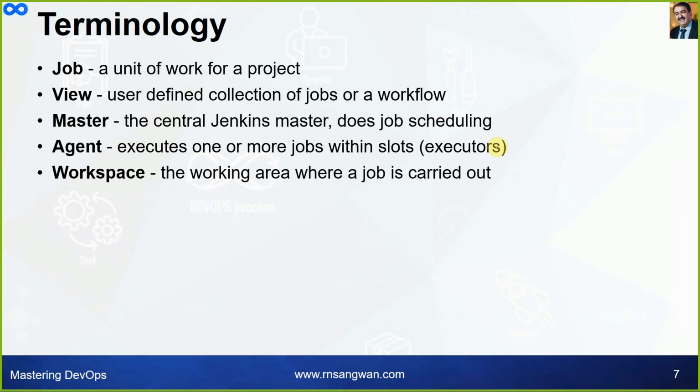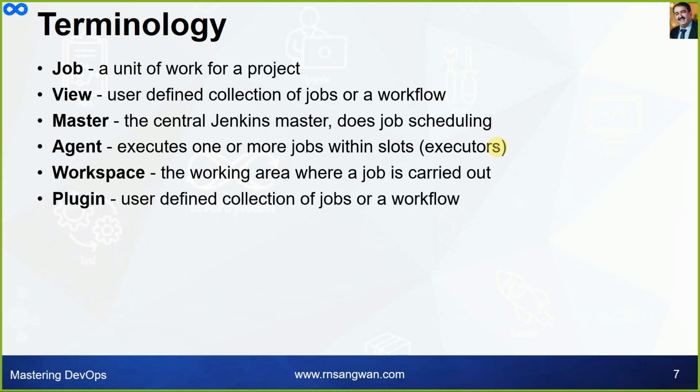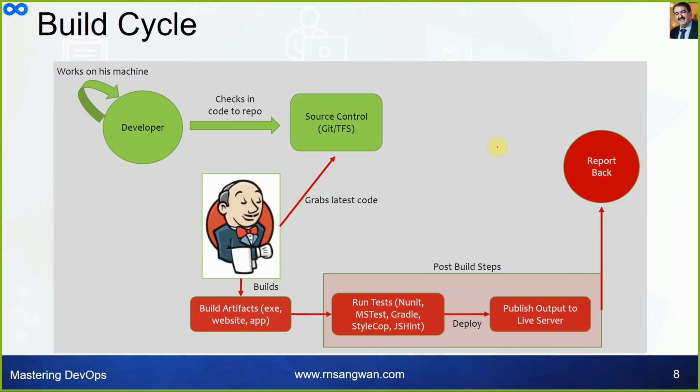Workspace: the working area where a job is carried out. Plugin: the user-defined collection of jobs or a workflow. Build cycle: how Jenkins works, that explains the architecture and work style of Jenkins.